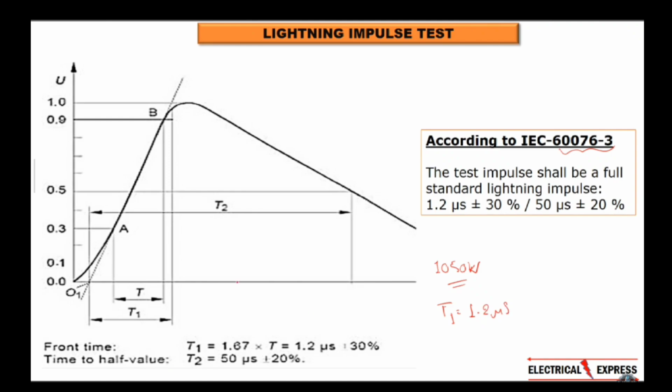This peak should come in 1.2 microseconds, and 50% of peak voltage, which is 1050 kilovolts, that is approximately 525 kV, which we call tail T2, should come in 50 microseconds.